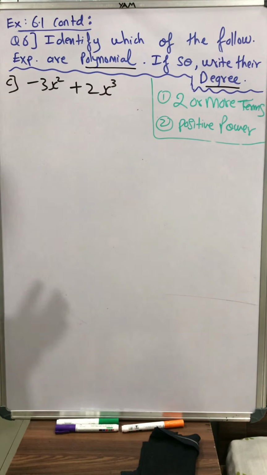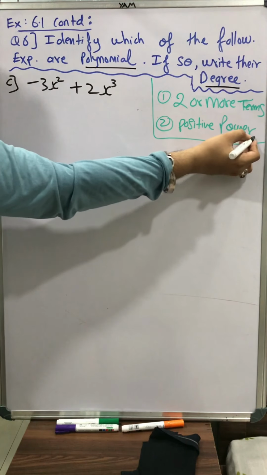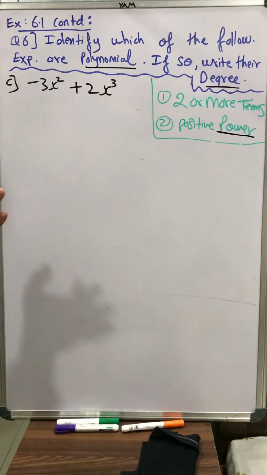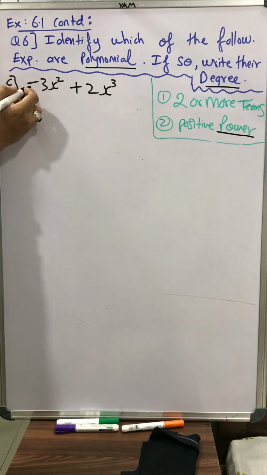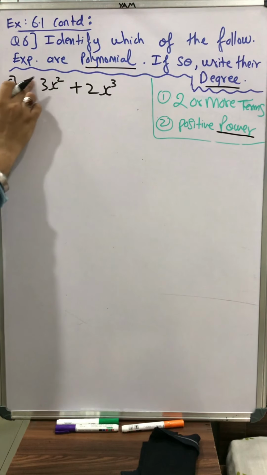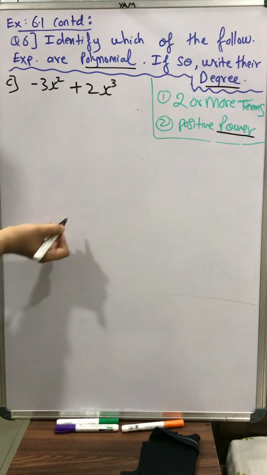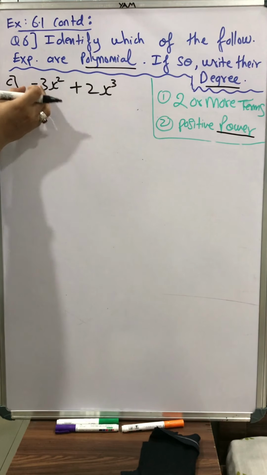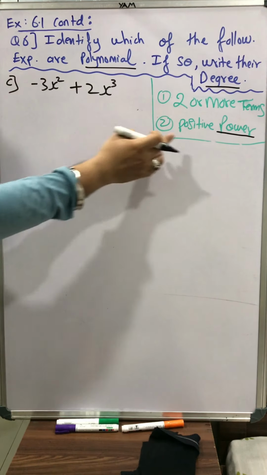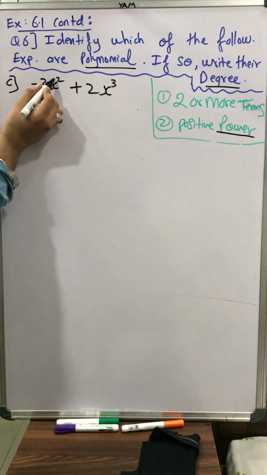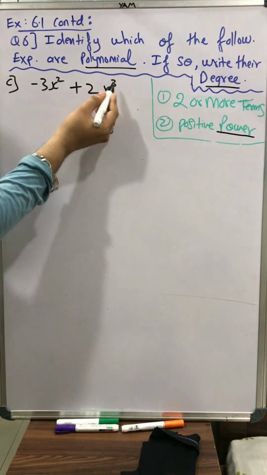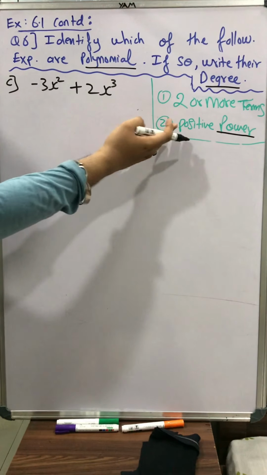The powers should be positive. Let's check this. Students, pay attention, only the word power is mentioned here. So don't say that, sir, we have a minus sign. This minus is with 3, it's like minus 3x square. So minus can be with the term, but we are talking about the powers. Power here is plus 2. Here the power is plus 3. So powers are positive.